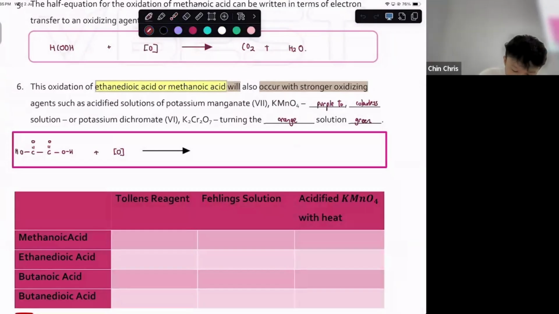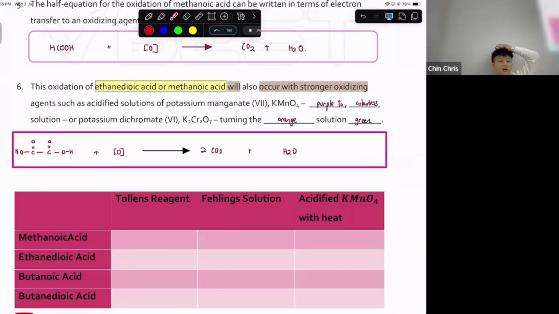Okay guys, CO2 plus H2O, yeah. 2 CO2, right? How many H2O? 1 H2O only. How many O to be added? 1, 2, 3, 4. 1, 2, 3, 4, 5, 1. Done. That's it. Alright guys, now let's look at this table.